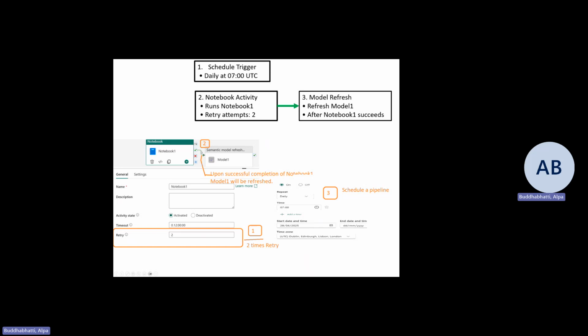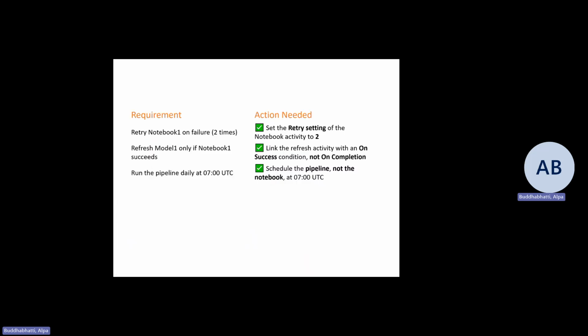The third requirement is for when your notebook activity runs successfully. This green line means it's successful. If it is successful, then the Power BI report should be refreshed. So basically, these are the 3 actions we need to carry out in series. We need to set the retry setting of the notebook activity to 2. We need to refresh the Power BI model when it's successful, not on completion. And we need to schedule the pipeline at a particular time. So these are the 3 actions we should pick.